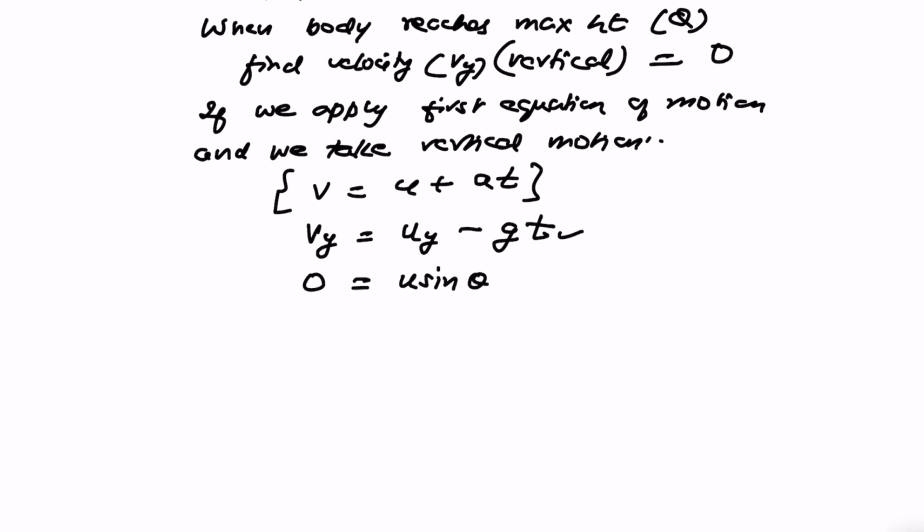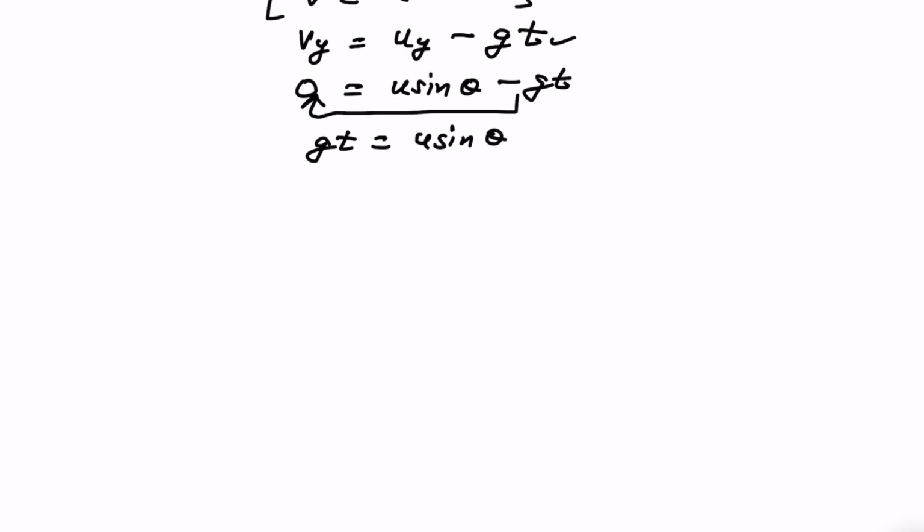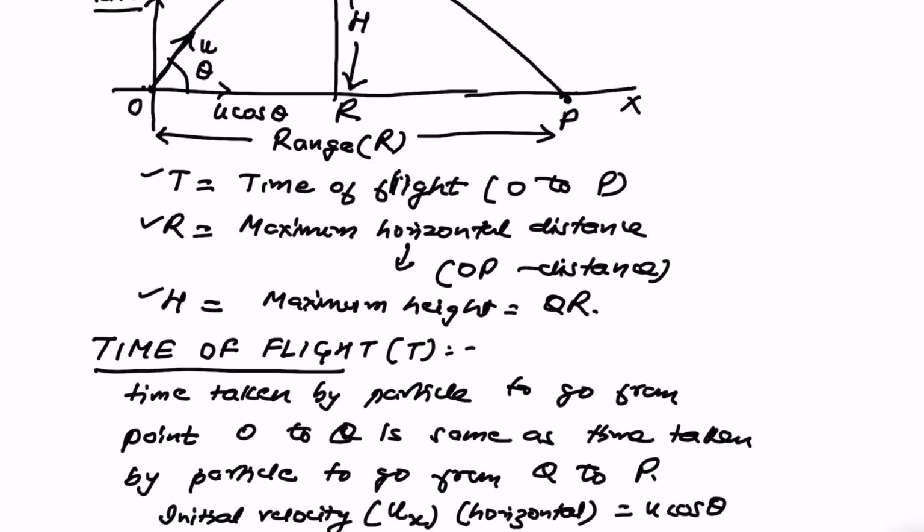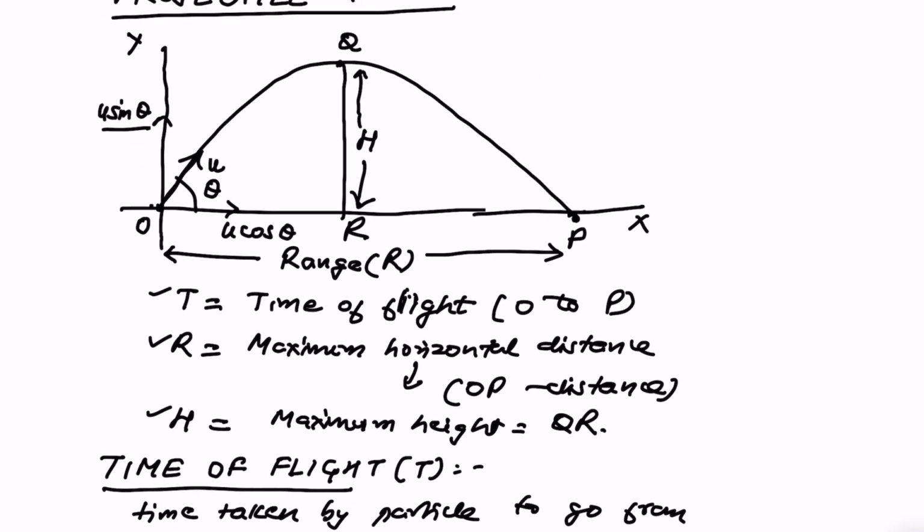Uy is how much? U sine theta minus g into T. So if I take gT to the left hand side, I will get gT is equal to U sine theta. So the formula for small t will become U sine theta upon g. So this is the time taken by the body to go from the point O to this point Q. Now, as I already told you, the same time will be taken by the body to go from the point Q to the point P.